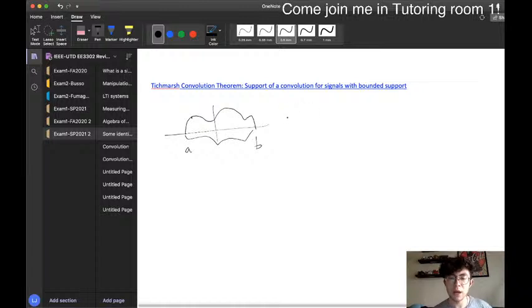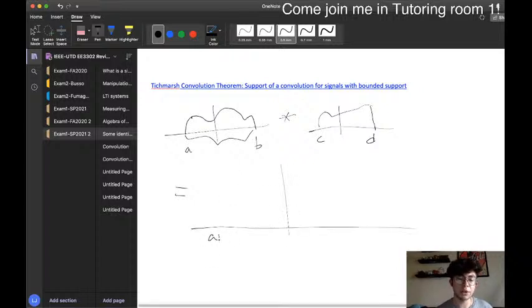And we convolve it with some other signal, it doesn't matter what they are, with support from C to D. These are defined from A to B and C to D. Then the convolution of them is going to have the support A plus C to B plus D. Basically you can just sum the left endpoints and sum the right endpoints, and this will be the bounds for the output of a convolution.